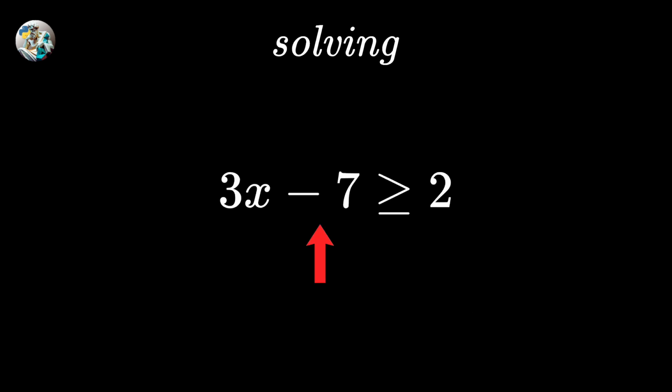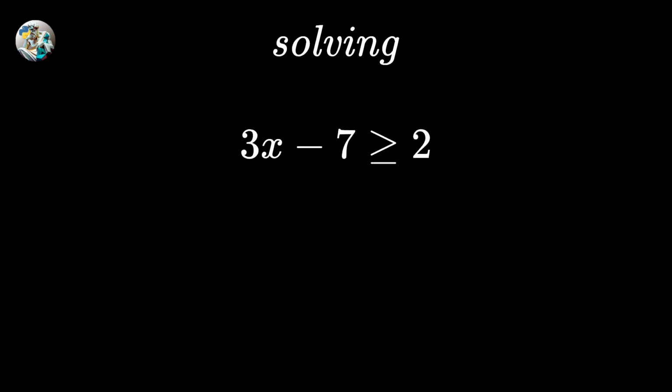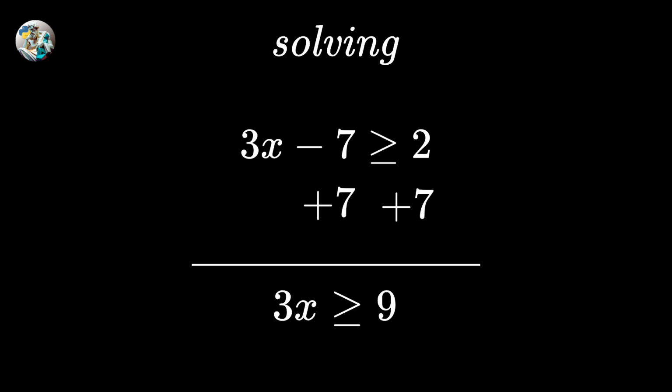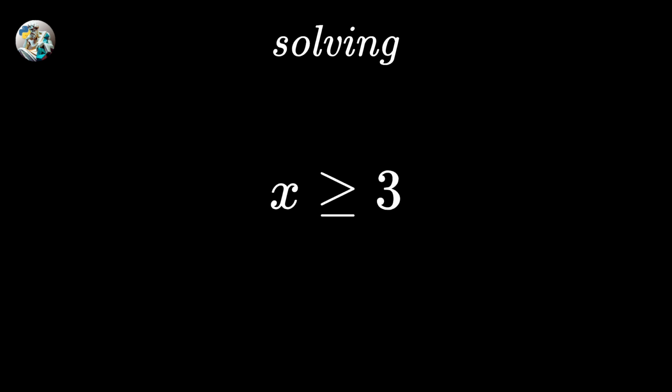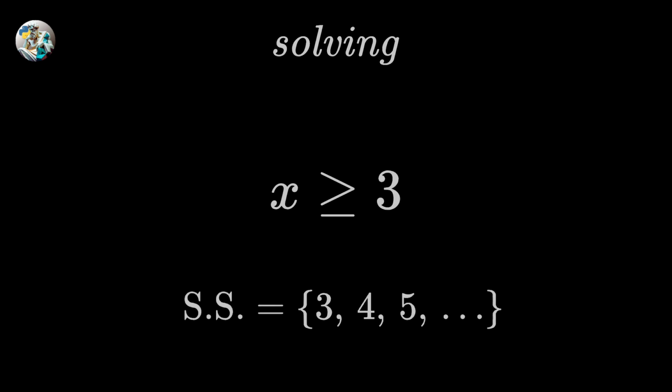Let's try another one: 3x - 7 ≥ 2. We can isolate x by adding 7 on both sides. So 3x ≥ 9. Then we can divide both sides by 3, so x ≥ 3. That means any value greater than or equal to 3 satisfies the inequality. Therefore, the solution set looks like this.